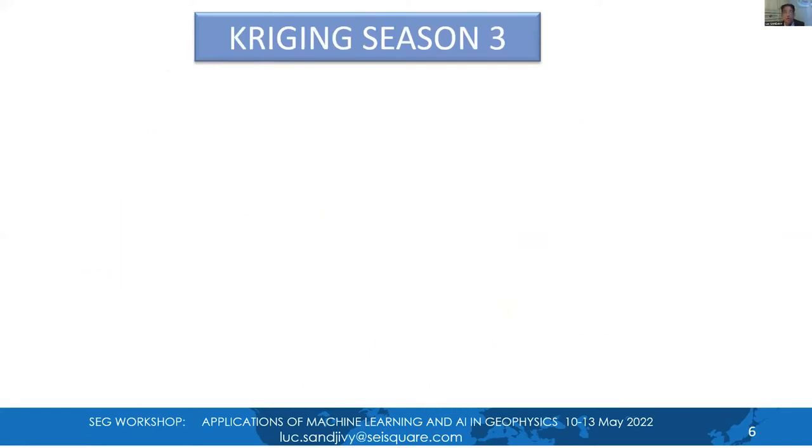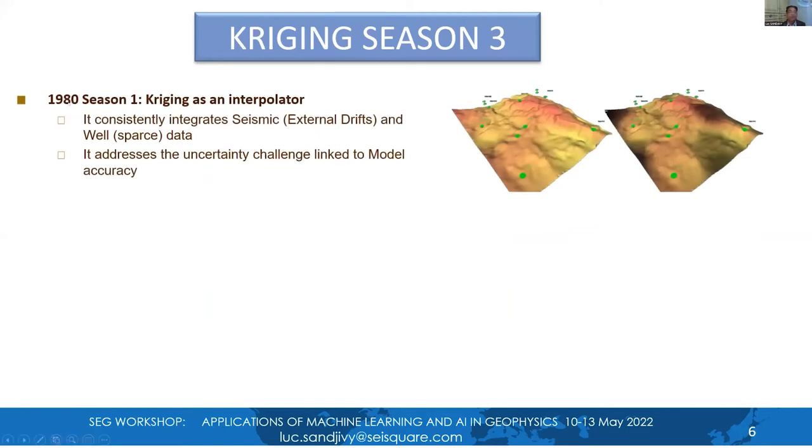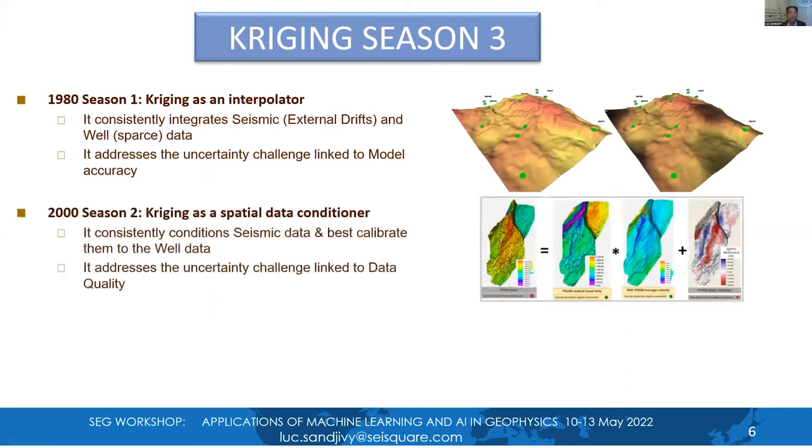And most of you already know about geostatistics and how it evolved. In the 80s, season one, as I call it, kriging was seen as an interpolator, consistently integrating seismic and well data and providing an uncertainty map on the result. At the time, it was very time consuming and computer power consuming, so it was not really spread. In the 2000s, in season two, kriging was developed as a spatial data conditioner, meaning, for example, you've got here a seismic velocity field, a PSDM velocity field, and the kriging technique could filter this velocity field and provide you with depth residual and velocity artifact. So it was addressing the uncertainty challenge linked to data quality, but the geophysicists had other focus on developing more advanced PSDM technology at the time.